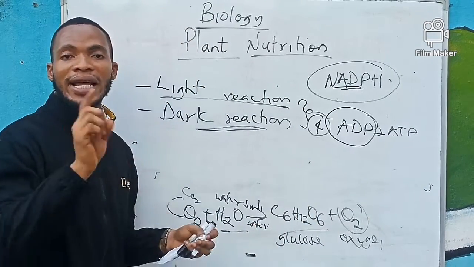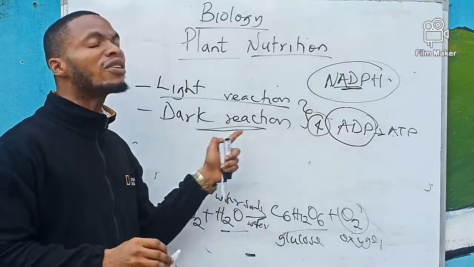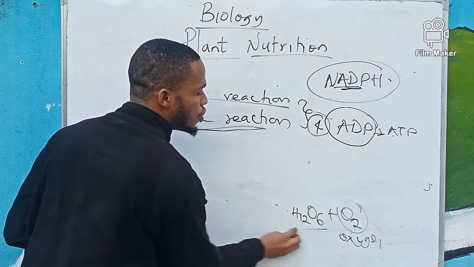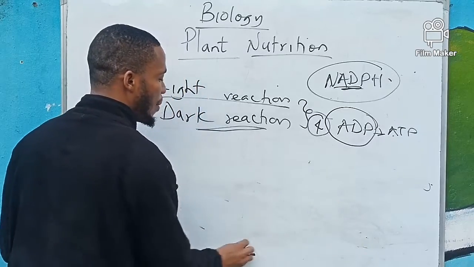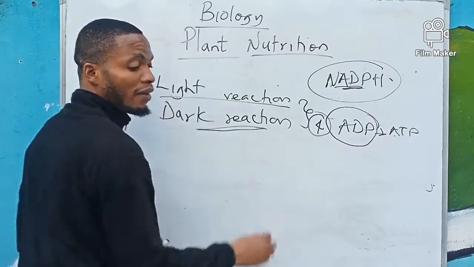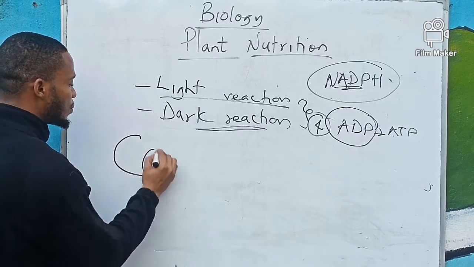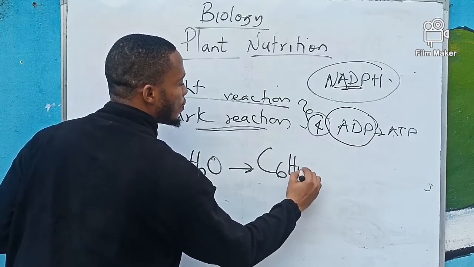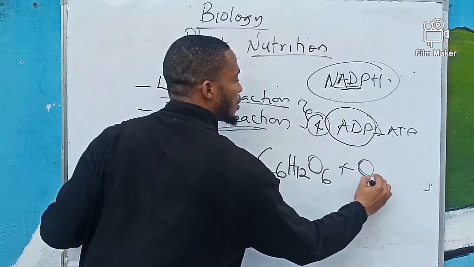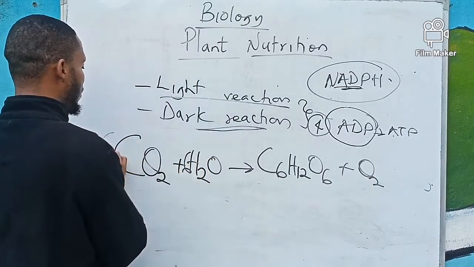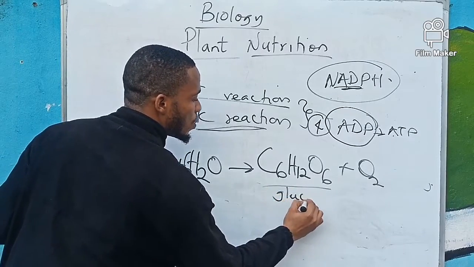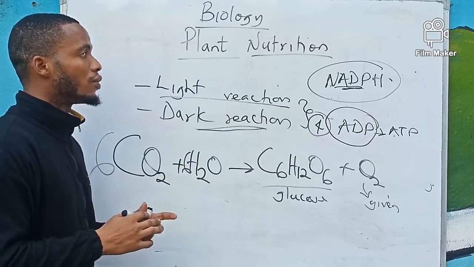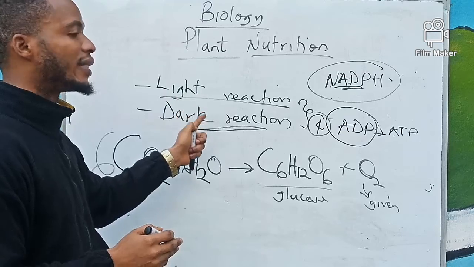In the dark reaction, remember, light is not needed. This ATP is now utilized by CO2 further down the reaction using enzymes. In that dark reaction, the CO2 is reduced to form glucose, which is the end product of photosynthesis. So for the purpose of photosynthesis, we'll have CO2 reacting with water to give you C6H12O6 plus oxygen, which is given off as the end product. So this is glucose, and this oxygen is the one that we breathe in during respiration. So this is photosynthesis, two processes, light reaction and dark reaction.